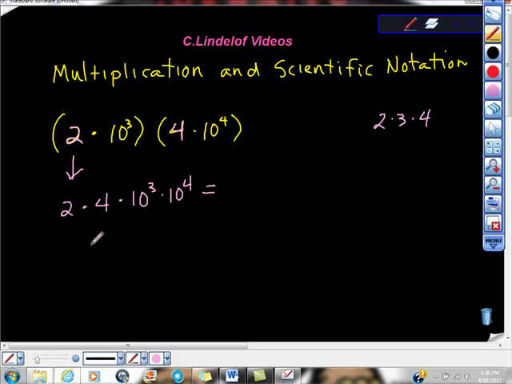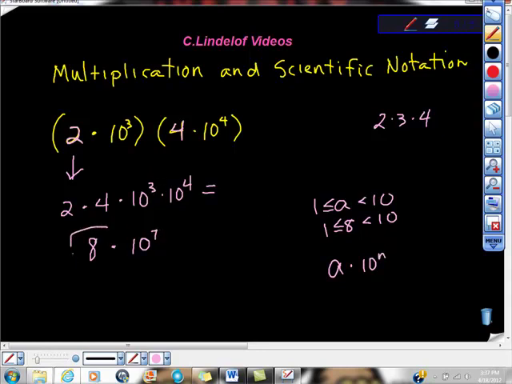2 times 4 is 8. Now remember, we have to leave this in scientific notation. So 10 to the third times 10 to the fourth is 10 to the seventh. So we have to take a look here. This is A. So A has to be greater than or equal to 1, but less than 10. So I'm going to take this 8 and say, is that true? 8 is greater than or equal to 1? Yes. And it's less than 10? Yes. And then it's A times 10 to the nth. And we know that 10 to the third times 10 to the fourth is 10 to the seventh. So here's our answer for this one.